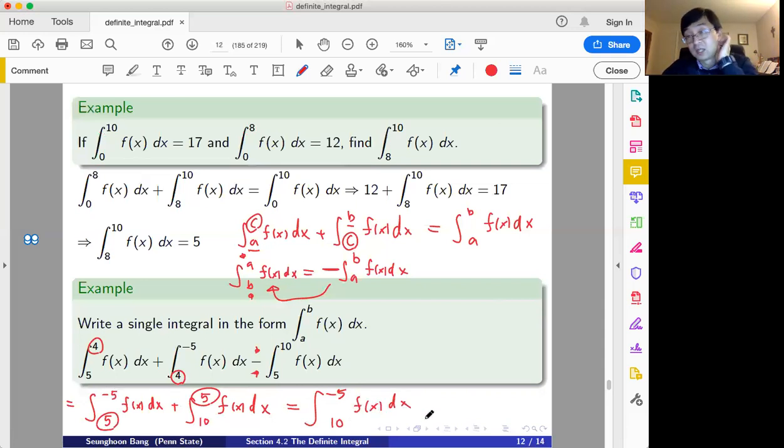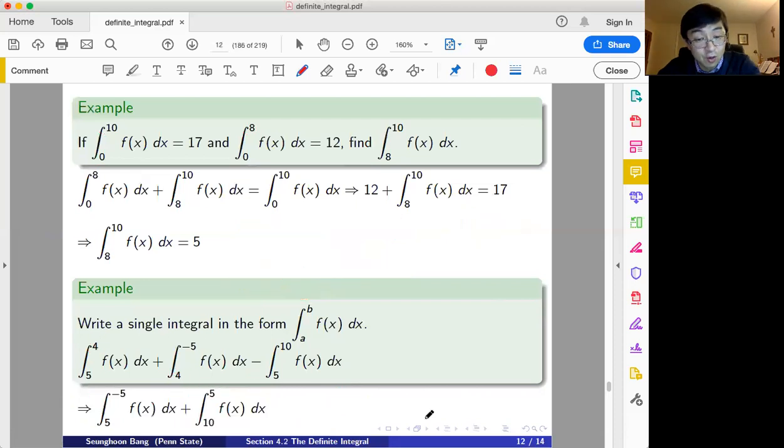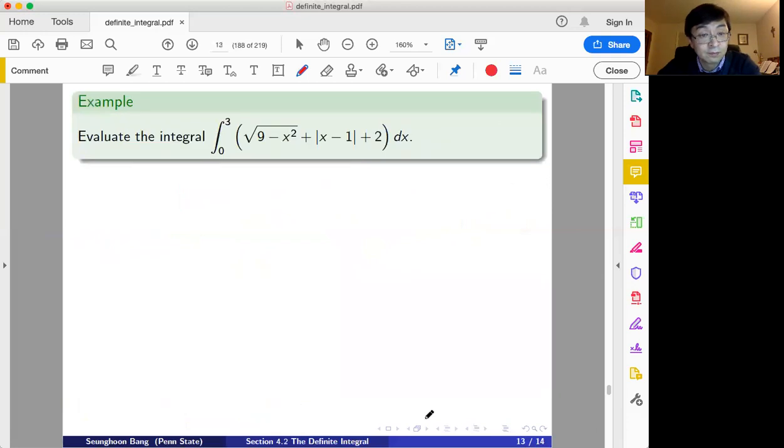We have it. This is the idea. You can change it to only one integral. So like this. The next is: evaluate the integral from 0 to 3 of 9 minus square root of 9 minus x squared, plus the integral from 0 to 3 of absolute value of x minus 1, plus the integral from 0 to 3 of 2 dx.